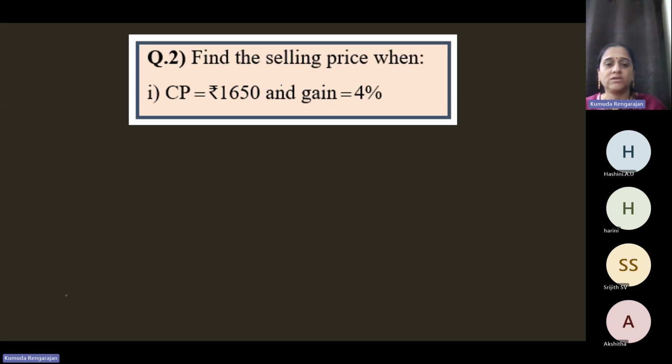So see here, find the selling price when CP and gain percent is given. What's the formula? Somebody online tell me. Srijit, what's the formula to find the SP? For SP, will you write 100 in the numerator or denominator? Denominator. And then in the numerator, is it 100 plus profit percent or 100 minus loss percent? 100 plus profit percent. And you're finding SP, so it will be into CP. There's a formula.